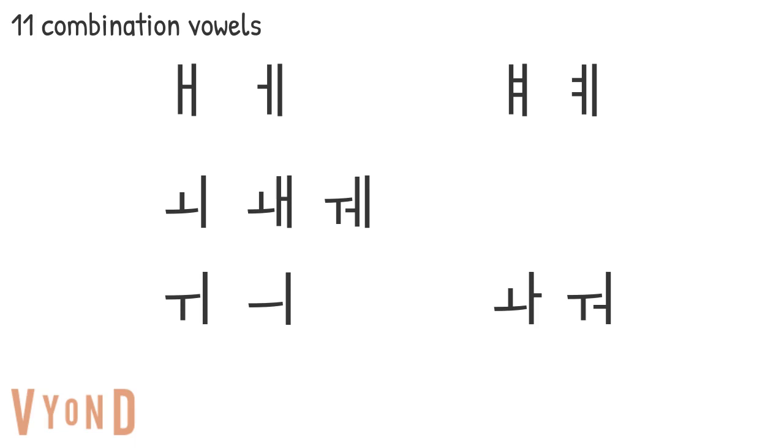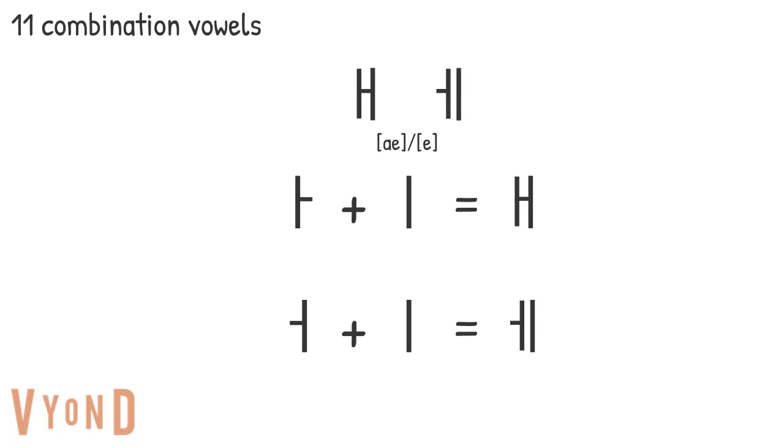So first, ae and e. Ae is the combination of the vowel a and i, and it becomes ae. And e is the combination of eo and i, and it becomes e. They sound very similar, and if it's hard for you to distinguish them, you don't really have to do it.